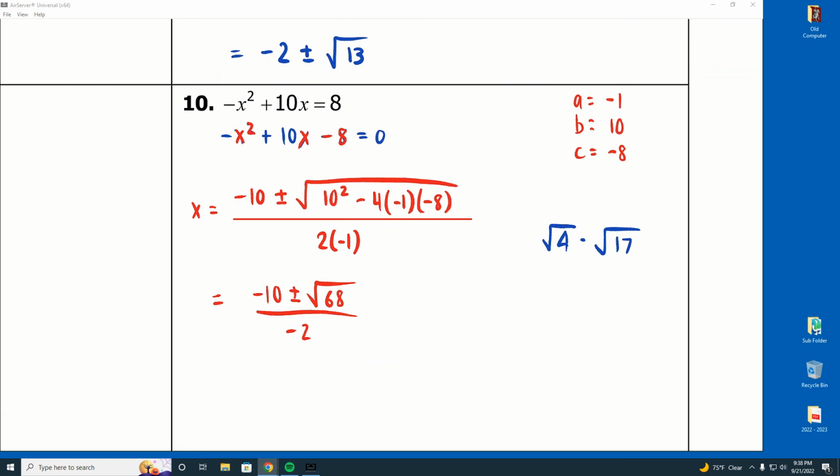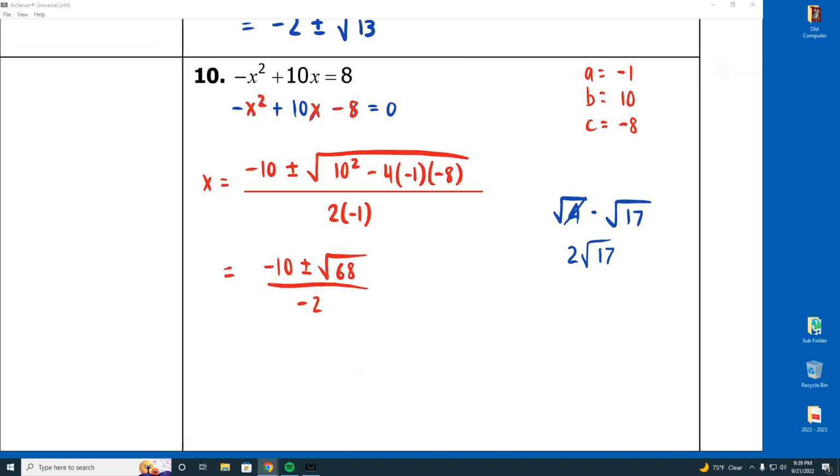So what happens to 4, guys? It gets to escape because it's a perfect square. It gets to escape as a 2. And the 17 gets caught, trapped inside. So here's what we're left with. -10 plus or minus 2 square root of 17 divided by -2. So here's my question. Are both of these divisible by that denominator too? Absolutely. So let's do it.